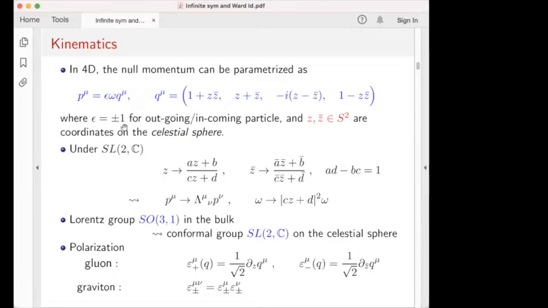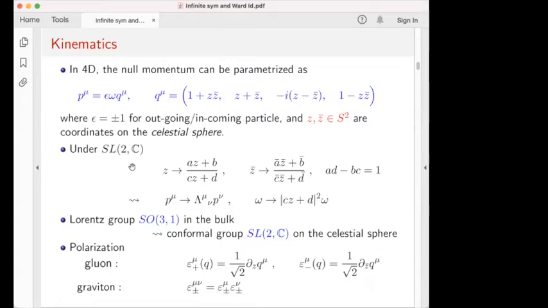Here, epsilon equals +1 or -1, depending on whether the particle is outgoing or incoming in the scattering process. And omega is essentially the energy, and Q^mu is a null vector along the null direction. It's a function of z and z bar, which are the coordinates on the celestial sphere. Because I'm considering 4-dimensional Minkowski spacetime, the celestial sphere is 2-dimensional, so z and z bar are just coordinates on this S^2. So this Q^mu builds a connection between the null direction in 4D Minkowski spacetime and the points on the celestial sphere.